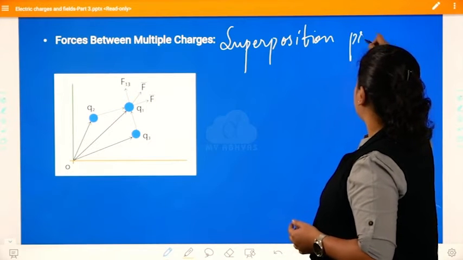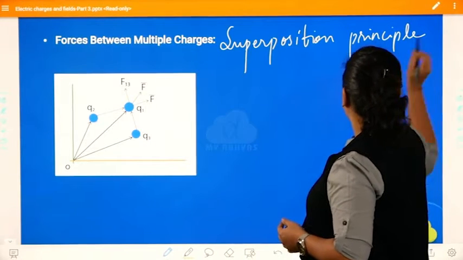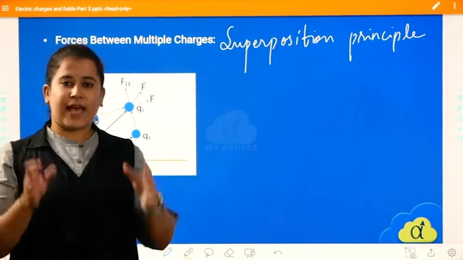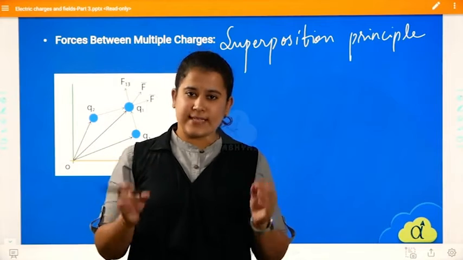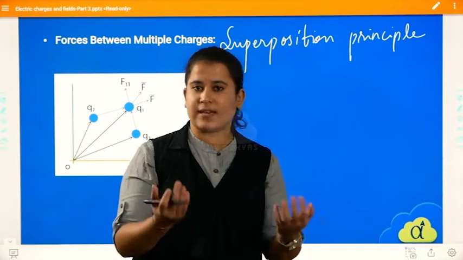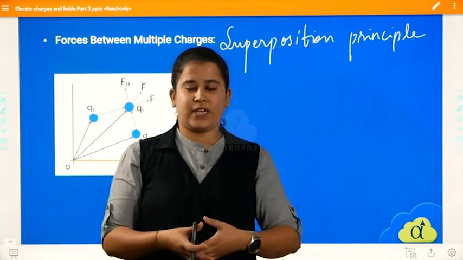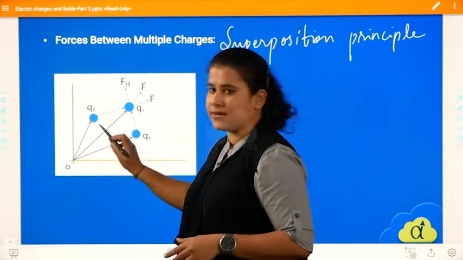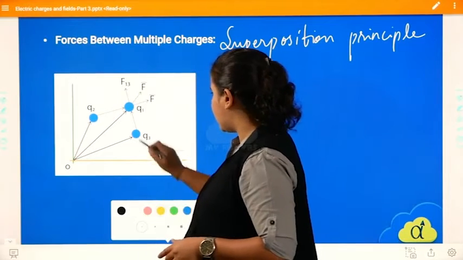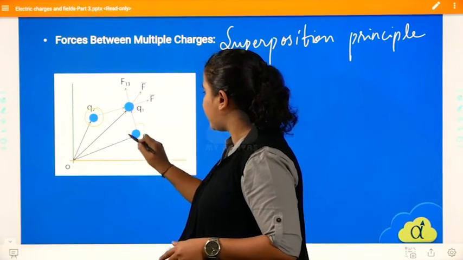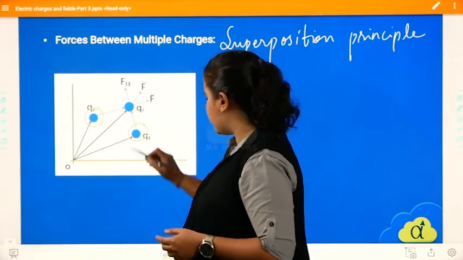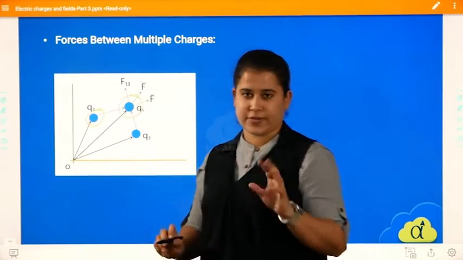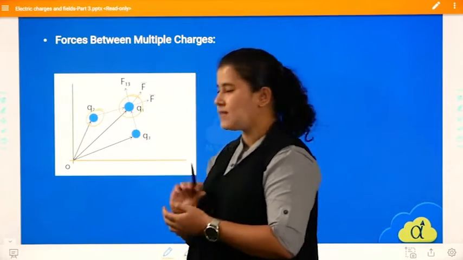So what is the superposition principle? First thing is, we have a charge. When I consider a charge, we know that it influences another charge because of its positivity or negativity. Similarly, when I consider two charges, here I have Q2 and here I have Q3, or rather, in this case I'll be considering Q2 and Q1 first. So the force between these two charges is given by what?